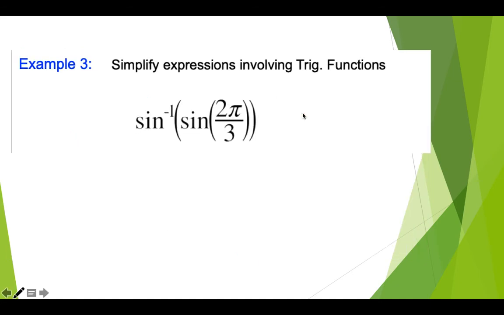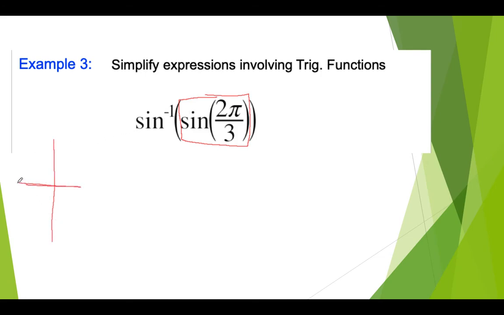Last but not least, we're going to simplify trig functions. Now you'll see if you have two of the same value, one normal sine, one inverse sine, for instance, they almost cancel each other out. The way I do this is I work from the inside out, in the guts. So sine of 2 pi over 3, and I want to evaluate that.